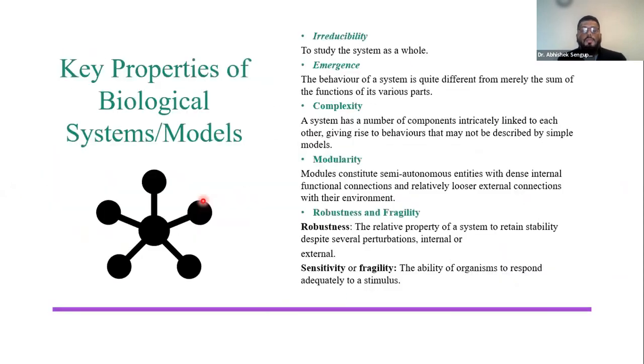So next are key properties of biological systems or models. Every biological system or model has certain properties. Now these properties are all quantifiable properties. They are not just English words that you are seeing here: irreducibility, emergence, complexity, modularity. They all are quantifiable aspects of any biological system.